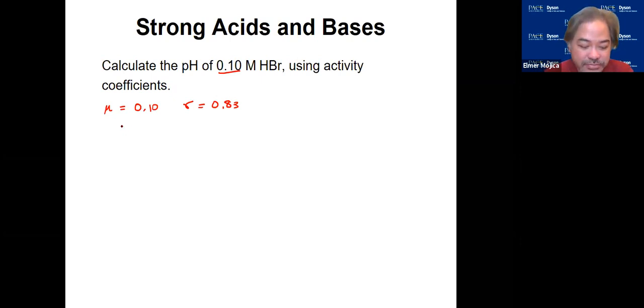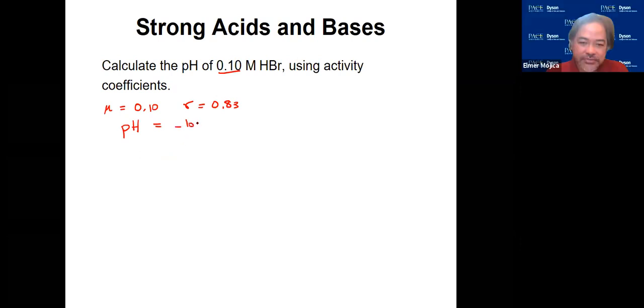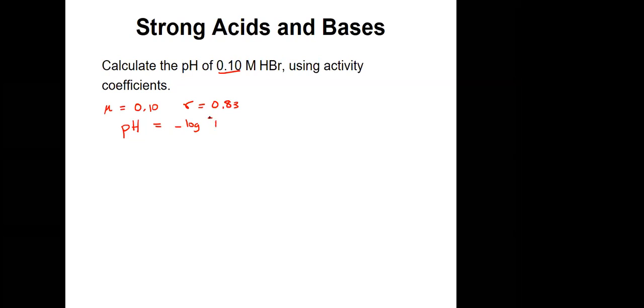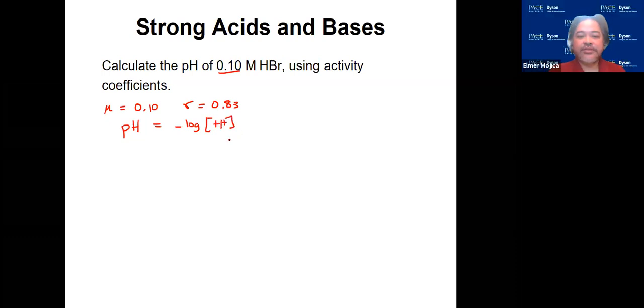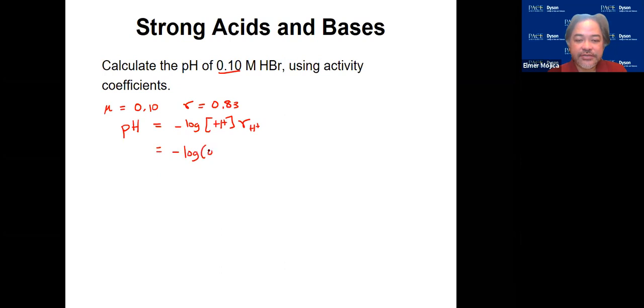Now, how are we going to put the pH here? If you recall, this is last week's lecture. It's going to be negative log, so we have negative log, in parentheses, the molarity, which is 0.1 because it's a strong acid. So, negative log of H plus times the activity coefficient. We have this one, okay? And then we multiply it with 0.83. And what do you get?